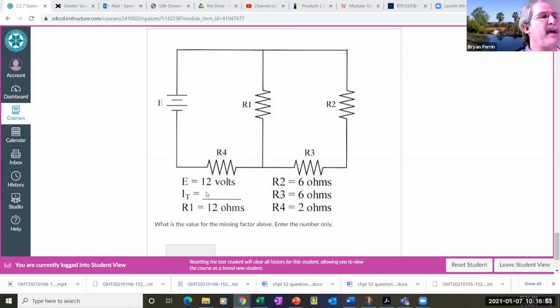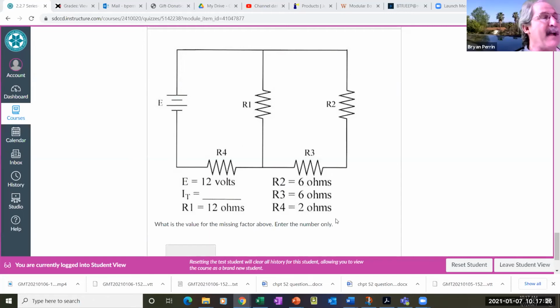Well, you think about it, what's 12 divided by 8? If the effective resistance of this parallel circuit is 6 ohms, and I add 2 more ohms, I have what? 8 ohms. And 12 volts divided by 8 ohms is? Well, I have to use my calculator. Hang on. 1.5, yeah. 1.5. Okay.